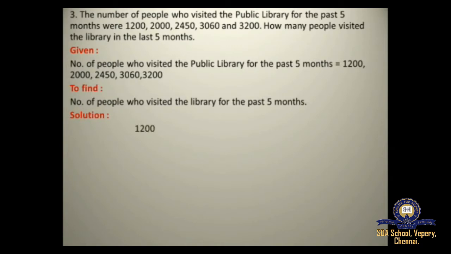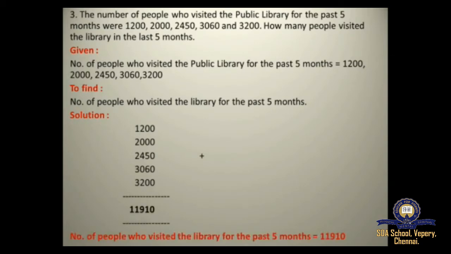So the first one is 1,200, second one is 2,000, third one is 2,450, the next one is 3,060 and last one is 3,200. So when you add all these, you get the answer 11,910. So the number of people who visited the library for the past 5 months is 11,910.